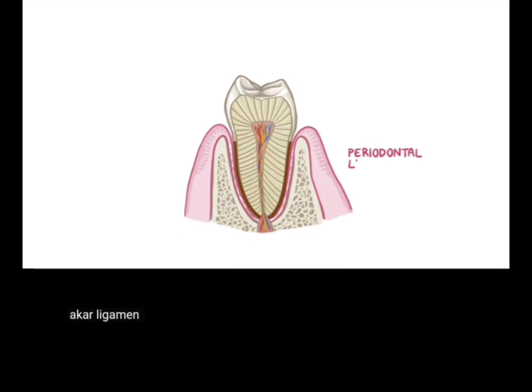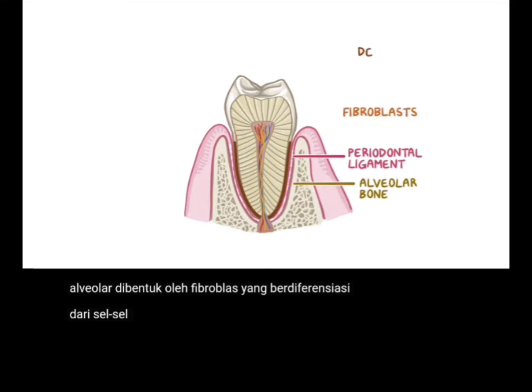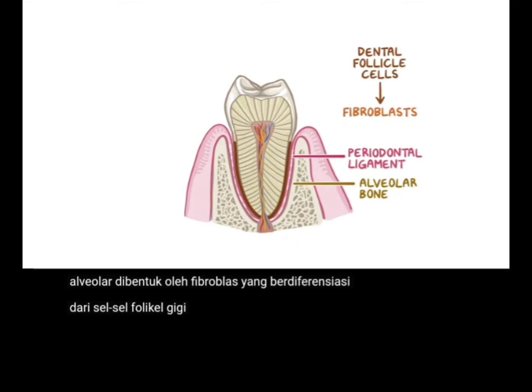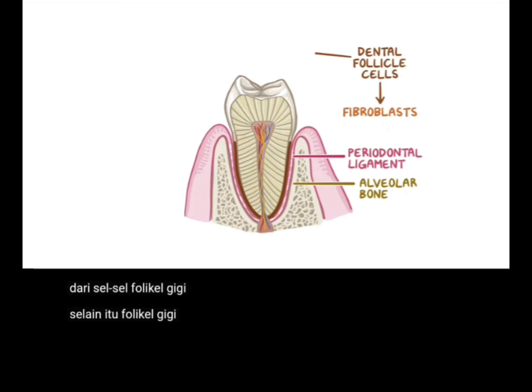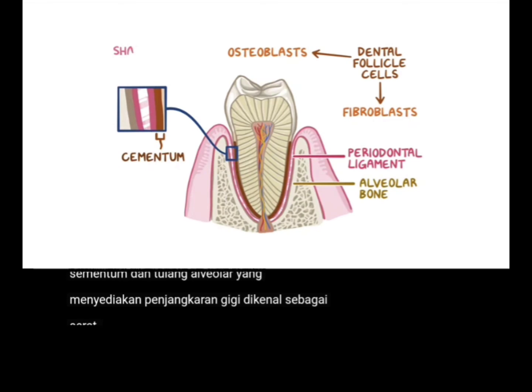The periodontal ligament that connects the tooth to the alveolar bone is formed by fibroblasts differentiating from the dental follicle cells. In addition, the dental follicle gives rise to osteoblasts that form the alveolar bone where the fibers of the periodontal ligament are embedded. These fibers that insert into the cementum and the alveolar bone, providing tooth anchorage, are known as Sharpey's fibers.